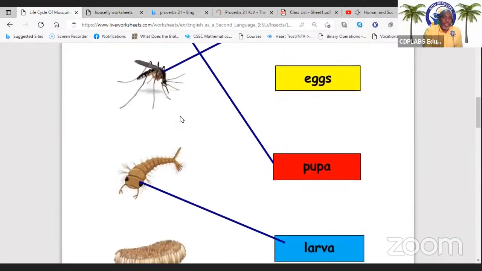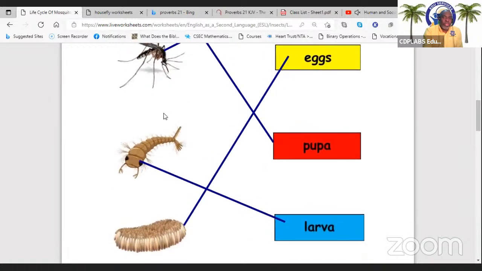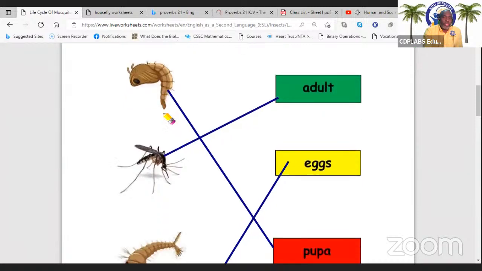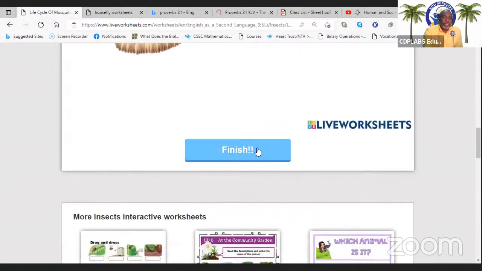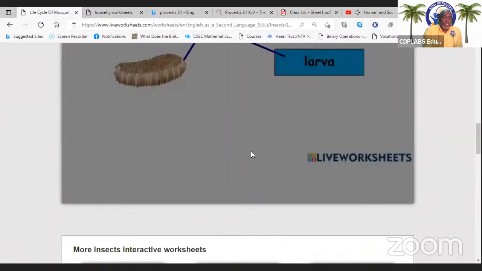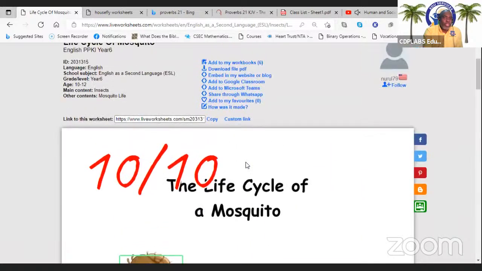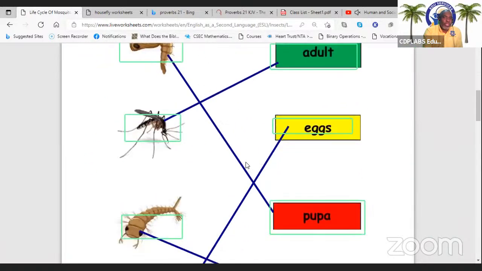Remember, I said it's being recorded, so don't stress yourself. All right, so there it is. Let's check to see if it's 100%. And with these simple little worksheets, we can design the notes like that. Very good, 10 out of 10.